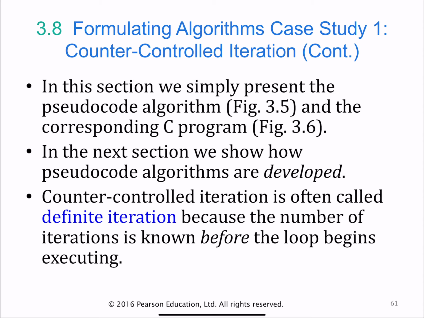So first, let's take a look at the pseudocode for this. One more thing, counter-controlled iteration is also called definite iteration. Definite iteration because before you enter the while loop for the first time, you already know how many times you're going to go through it.